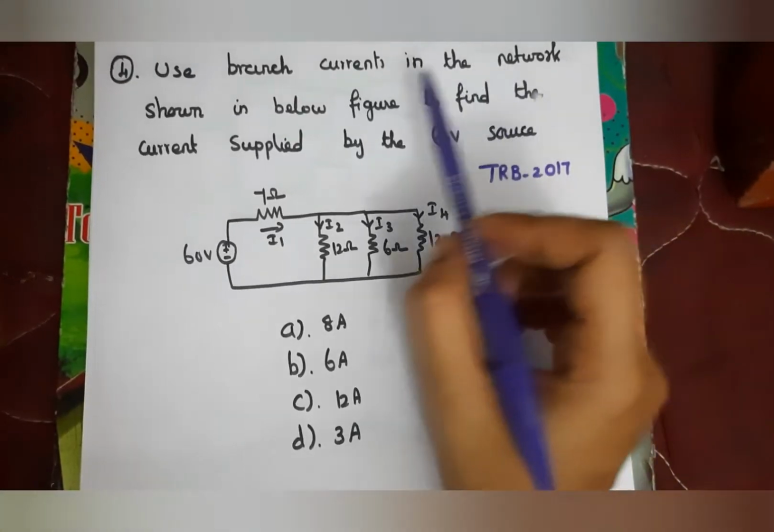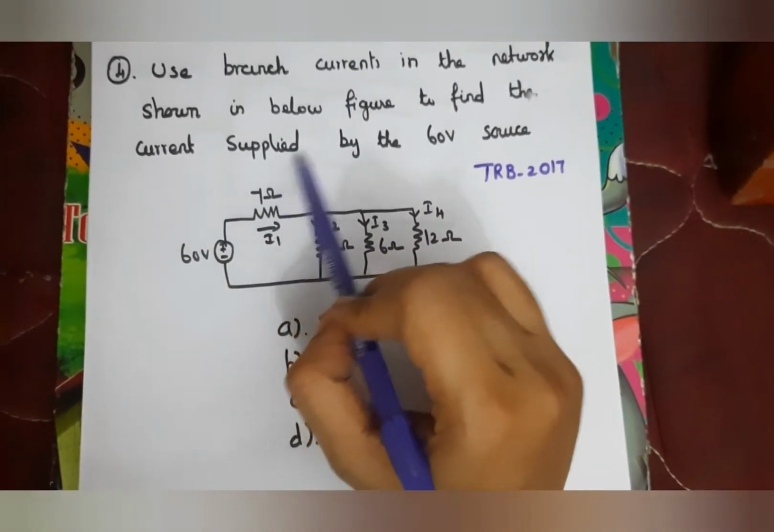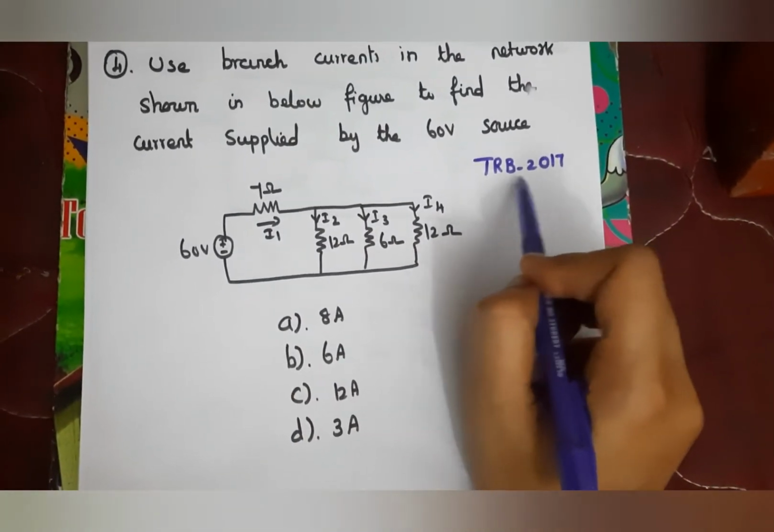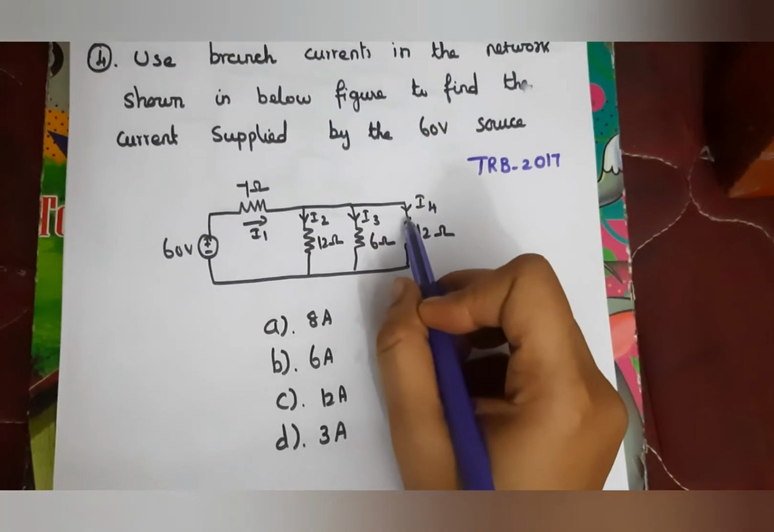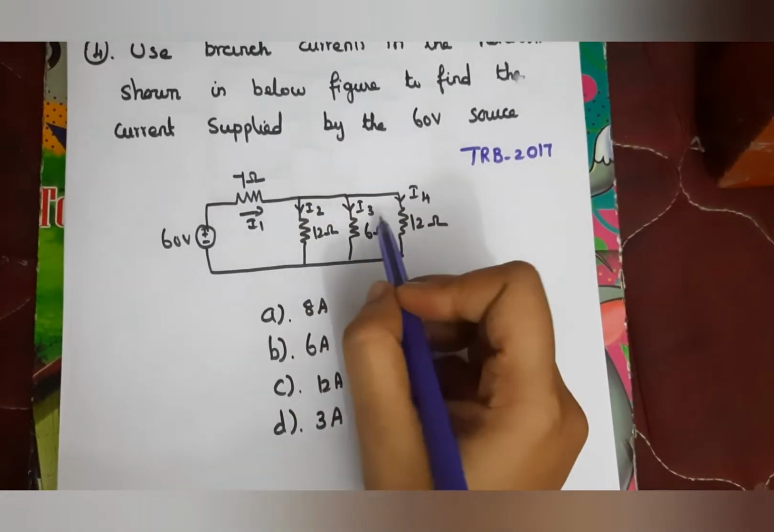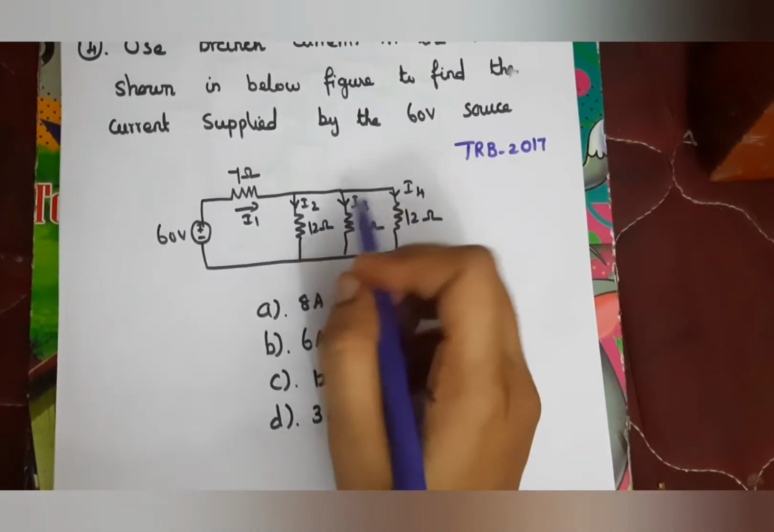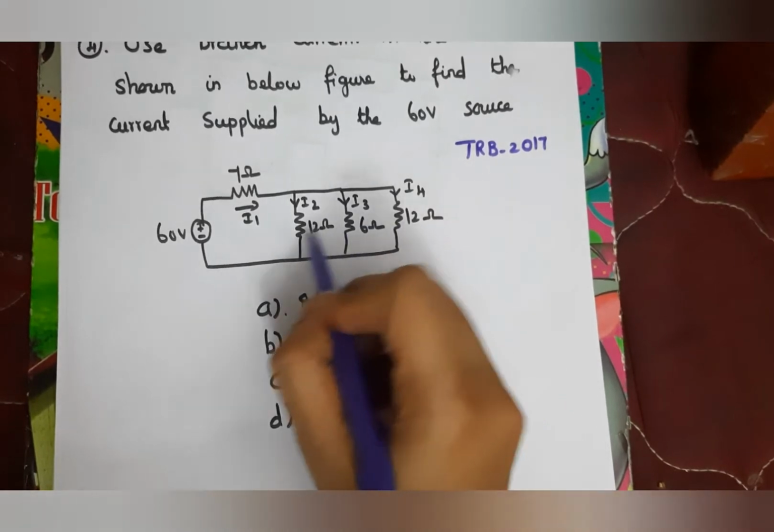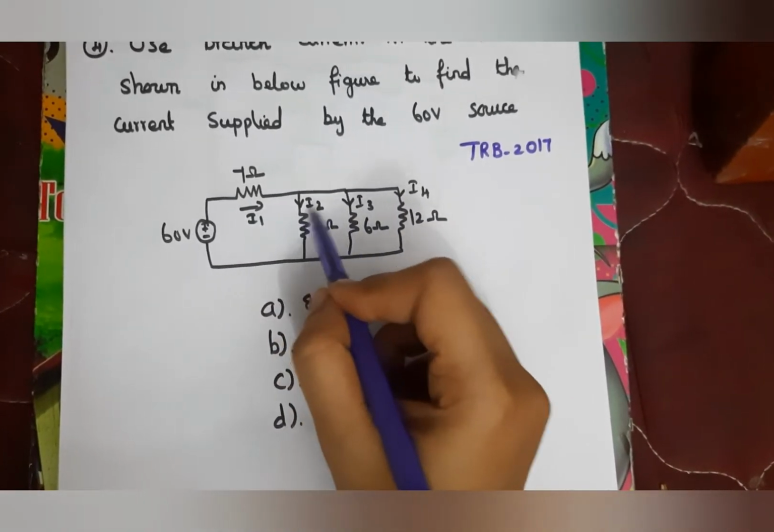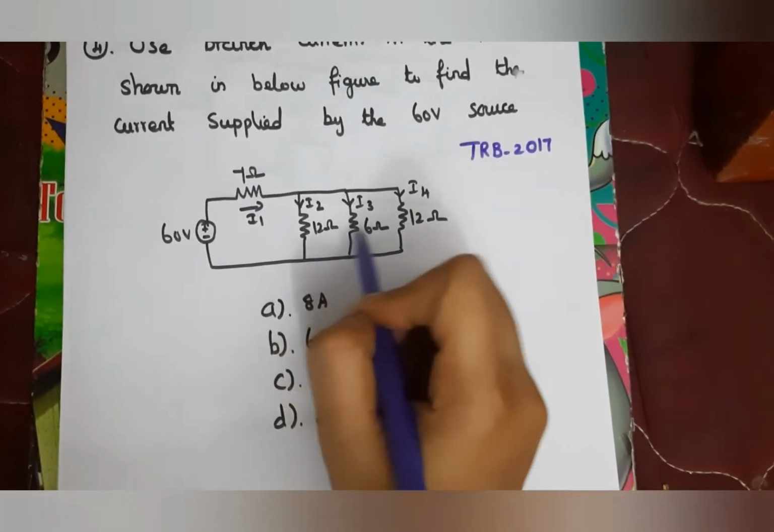And fourth question, use branch current in the network shown in below figure to find the current supplied by the 60 volt source. And this is a question from TRB 2017. So in our last problem also we found the equivalent resistance. So we know how to find the equivalent resistance for parallel connection and series connection, and these are all parallel connections, and all parallel connections have different current values. So these all are connected in parallel manner.